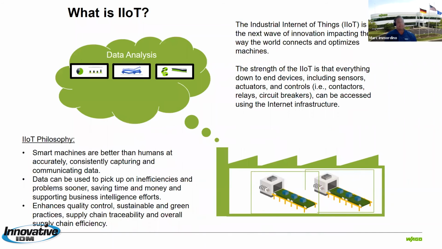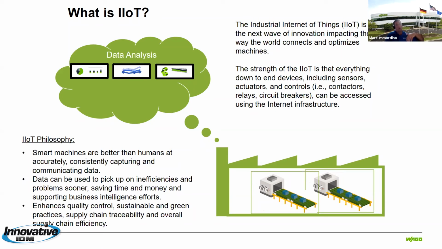Now, the last piece of this puzzle, we talked about going from sensor to the cloud, is, of course, how do we get this to the cloud? And of course, when we talk about that, we're talking about Industrial 4.0 or IIoT. So basically, the industrial Internet of Things is the next wave, the latest wave, actually, of innovation impacting the systems that we design and how we design them, okay? So the strength of the IIoT is that everything down to the end device, sensors, actuators, controls, whatever, can be accessed using this internet infrastructure.